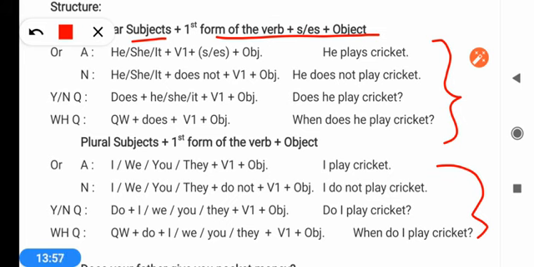So you can make this one also, like Radha cooks food, Radha doesn't cook food, does Radha cook food, when does Radha cook food, why does Radha cook food, what does Radha cook. This way you can make questions for practicing.